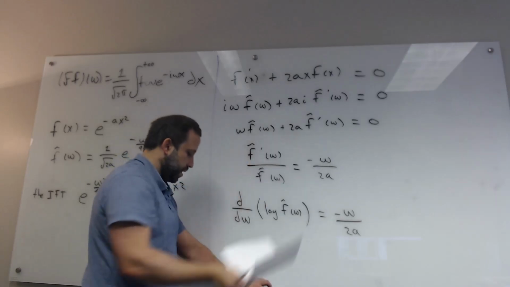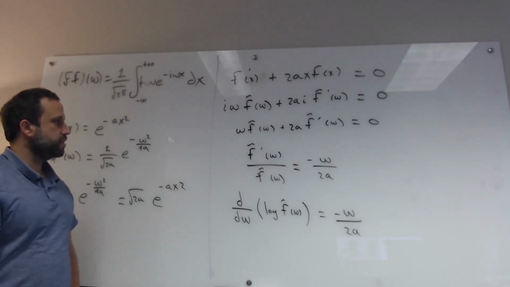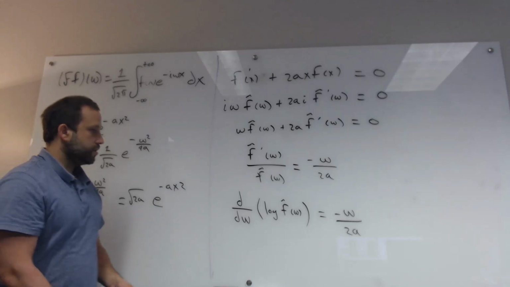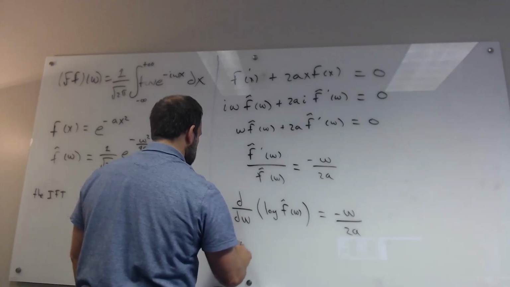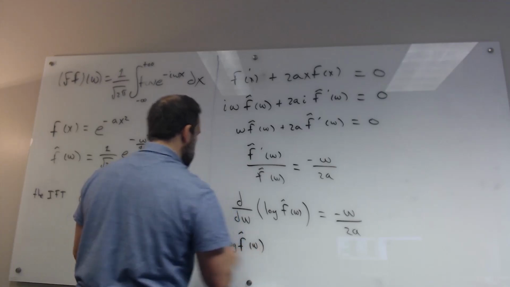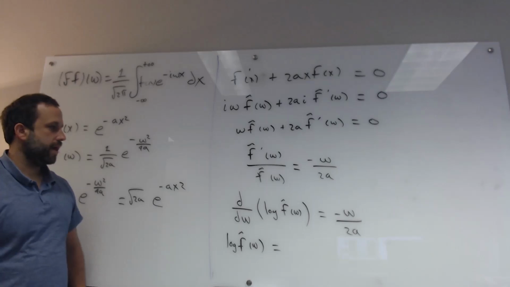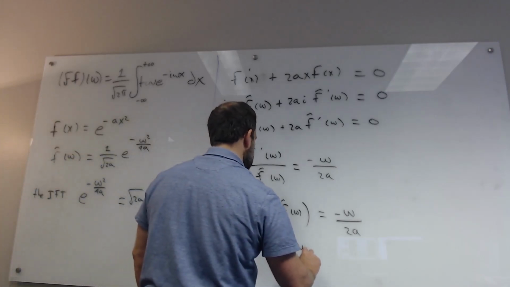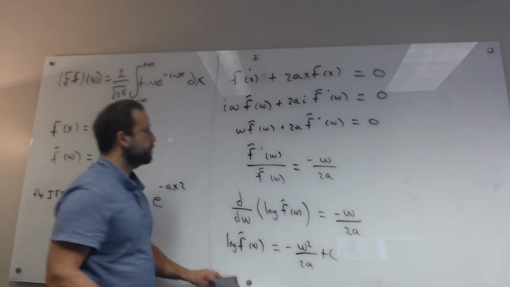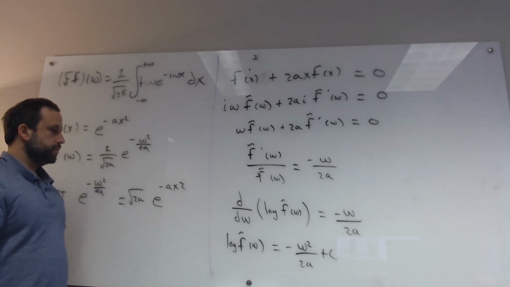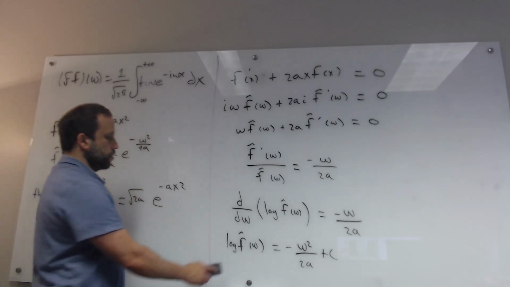Now again, this is just a first order linear differential equation. You can solve it a number of ways. I'm going to solve it this way here. So now I'm going to take the antiderivative of both sides, and on the left hand side we get log f hat of omega. What do we get on the right hand side? Well, I'm doing the antiderivative with respect to omega, so it's going to be equal to minus omega squared over 2a plus c. Okay, so I'm going to erase these lines here and just write my expression for log of f hat of omega up here.